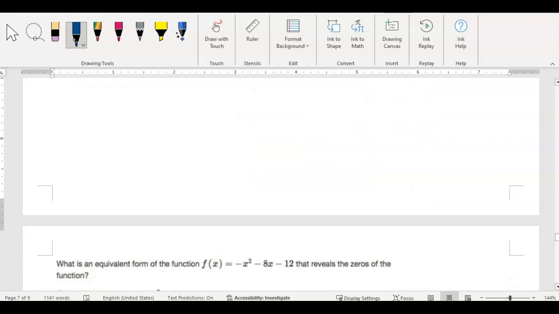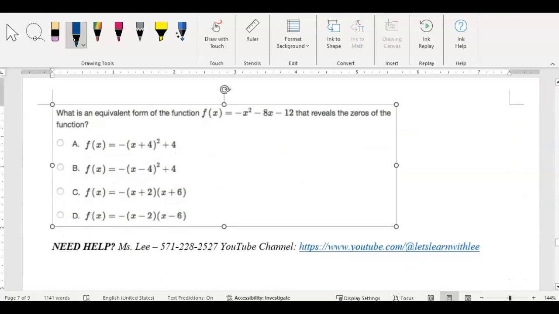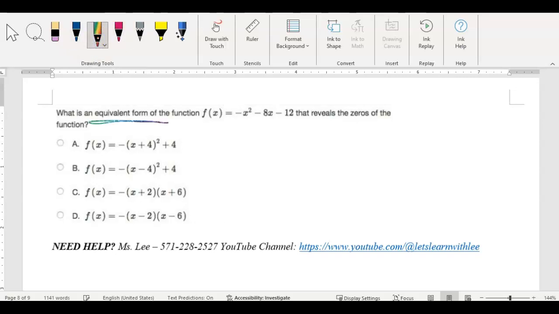Our next park problem, which should be on the same page as yours, for some reason got shifted down on mine, is asking what is the equivalent form of the function. So we're looking for what will give us the zeros of this function. Well, a and b are both what form? If you have parentheses with a square and then a number being added at the end as a constant, this is vertex form. Vertex form is not the same as our factored form and therefore does not give us the zeros. So it needs to be either C or D.